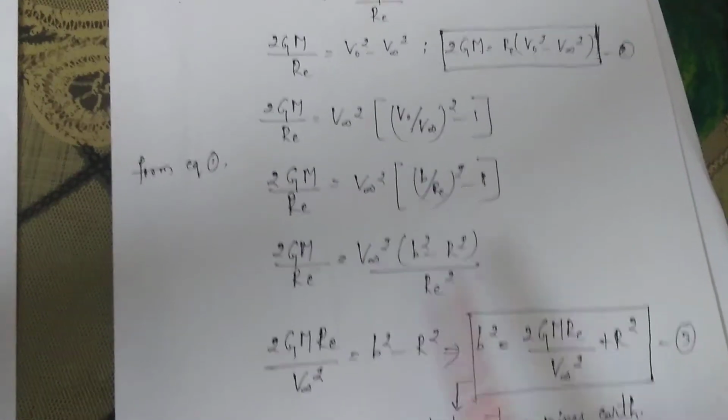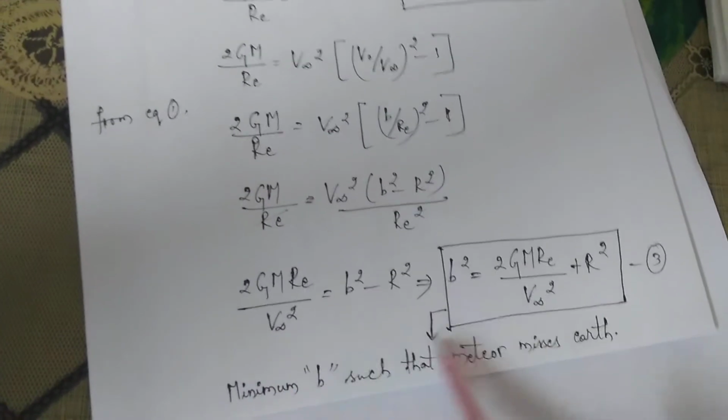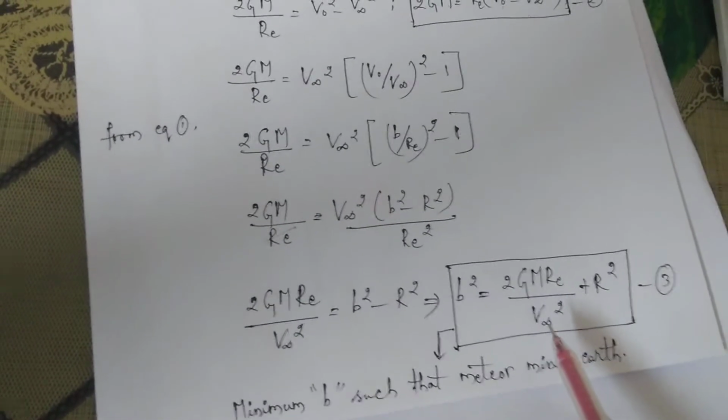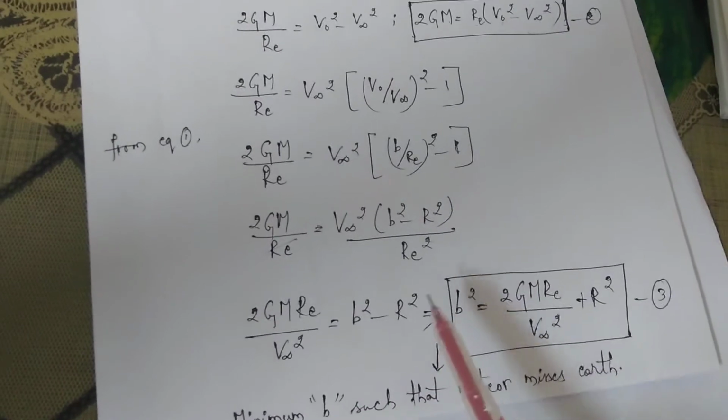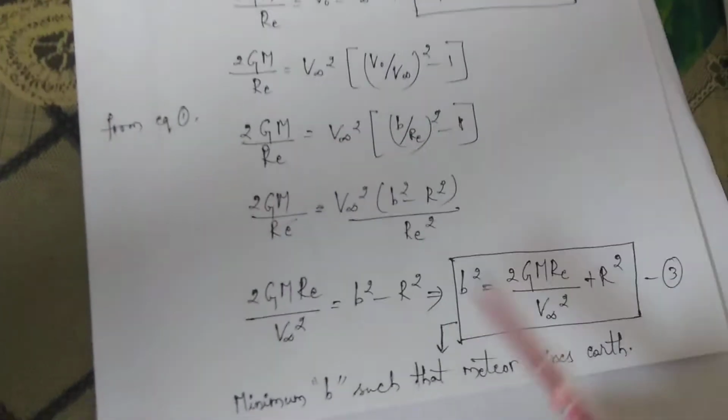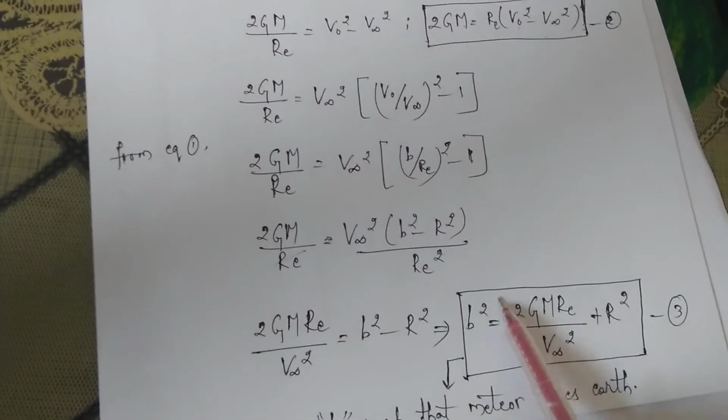Okay, we will take the LCM and do some math. We'll get this quantity: b square equals 2gm re by v infinity square plus re square. If we take the root on both sides, we'll get the impact parameter. But what does this tell?